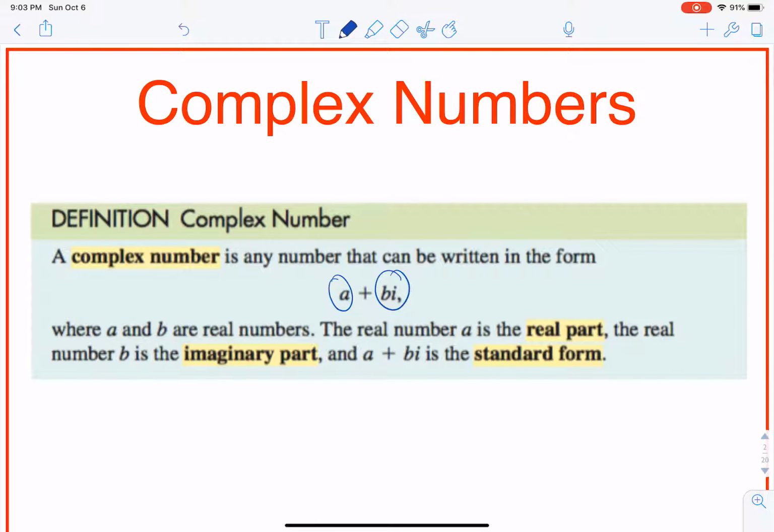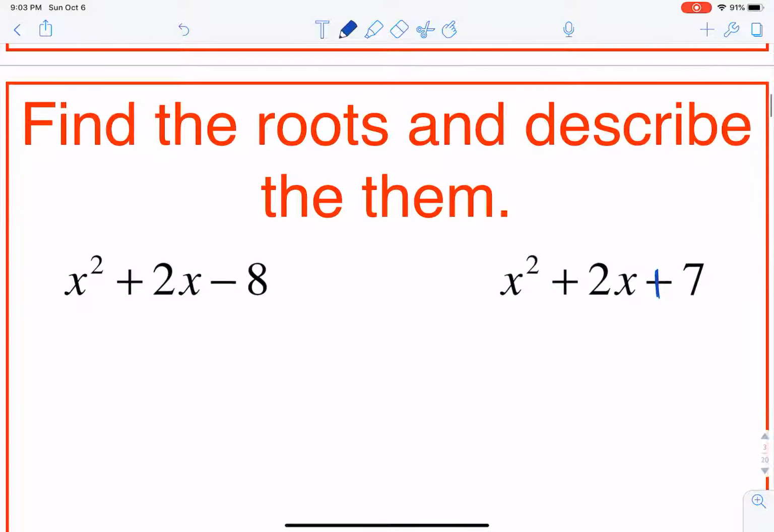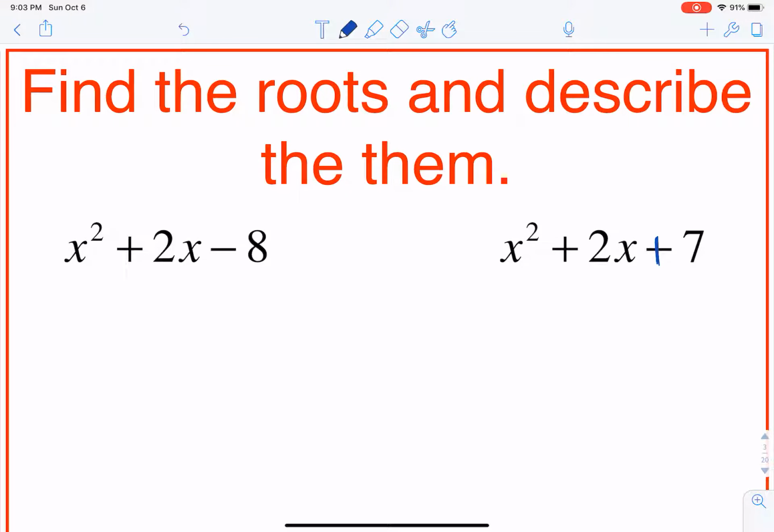So we'll do a few examples with these, and then we'll talk, at the end of the video, about operations: adding, subtracting, multiplying, and dividing with complex numbers. So let's bring this back to the first video from this lesson, quadratics with complex solutions. Here I have two quadratics. It says find the roots and describe them.